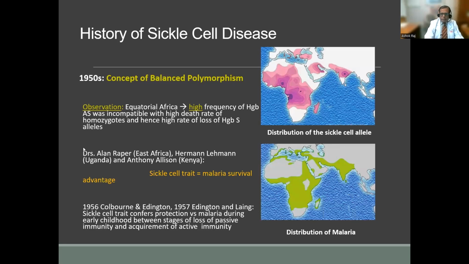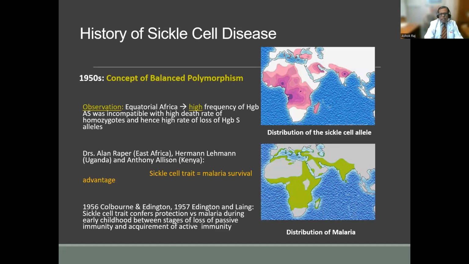Now, it's very interesting if you look at the map of equatorial Africa and also the map of sickle cell disease. In equatorial Africa, that's where you have mostly malaria present. You can almost superimpose the two maps on each other. So that tells you that patients who had the hemoglobin S trait somehow had a survival advantage from malaria.